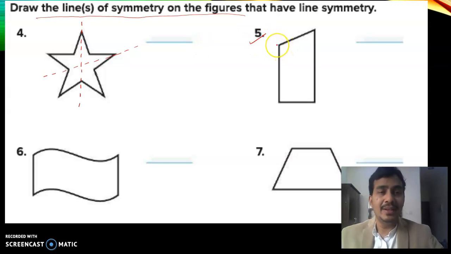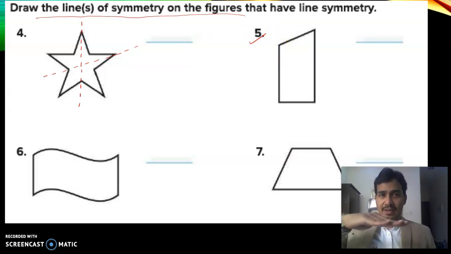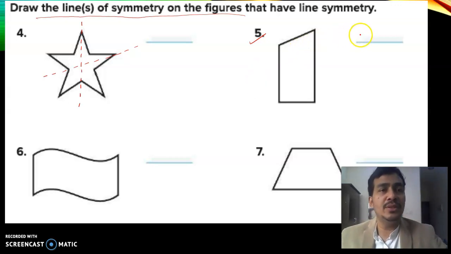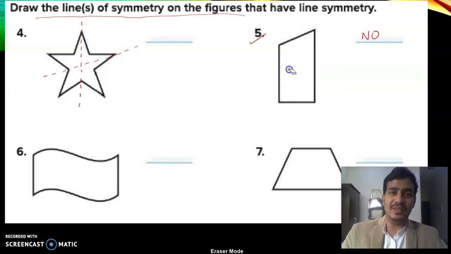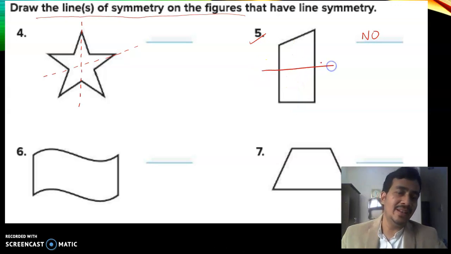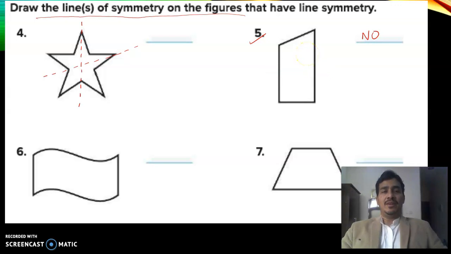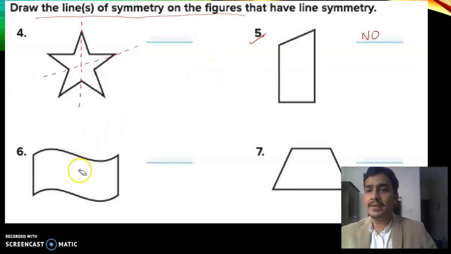Is this symmetrical? Can I draw a line standing or sleeping so that both sides will be the same? No, it is not symmetrical. Even if you draw a line like this, it will not be symmetrical on both sides. Even if you draw a line like this, not symmetrical on both sides. So this is not symmetrical. Okay, so next, is this symmetrical?